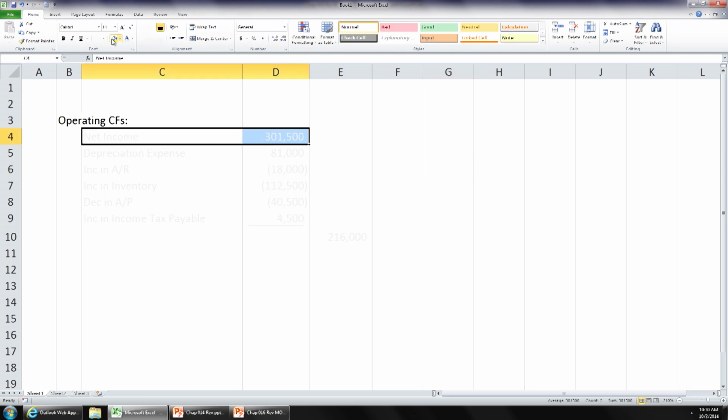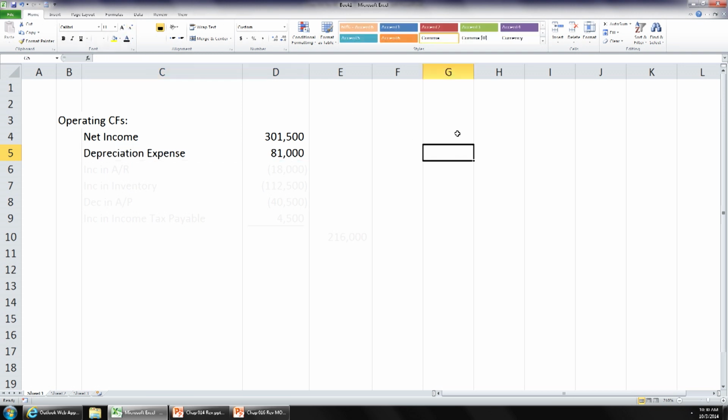We have our net income that we pull off of the income statement of 301,500, right? Do we have any non-cash expenses? Yes, we have depreciation expense, don't we? Do we have any gains or losses? No. We don't in this case. Those would be found on the income statement, right?